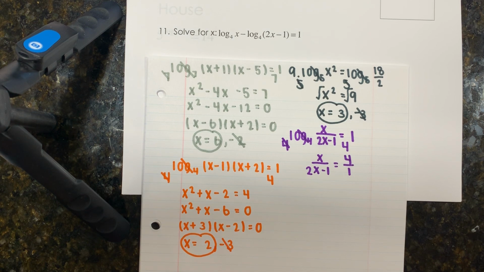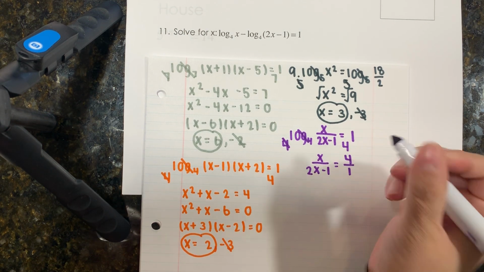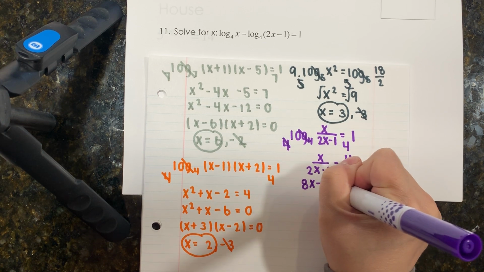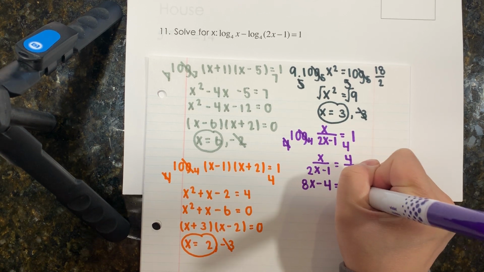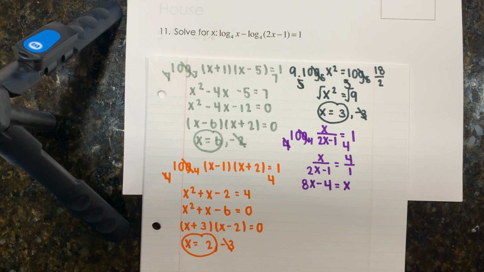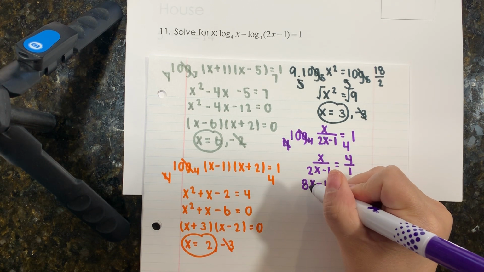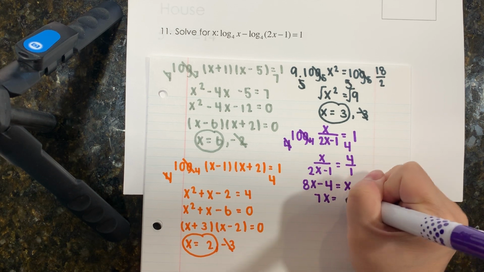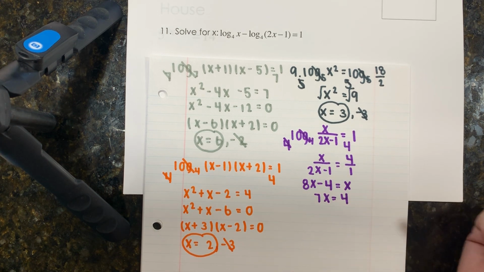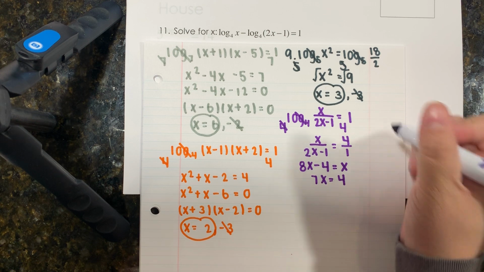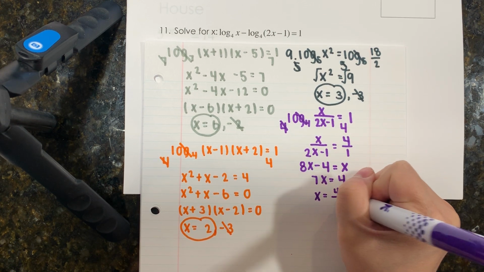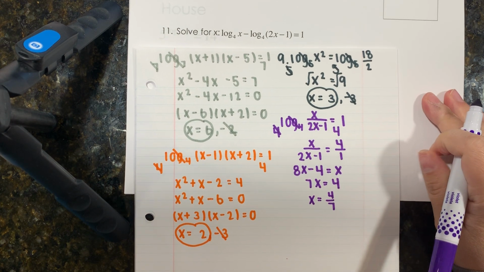Now when I cross multiply this, 4 times 2x minus 1 would be 8x minus 4 is equal to x. Now if I bring this x to the left and bring the 4 to the right, I would end up with 7x is equal to 4. And on this one, I'm only going to have one answer of x is equal to 4 over 7.